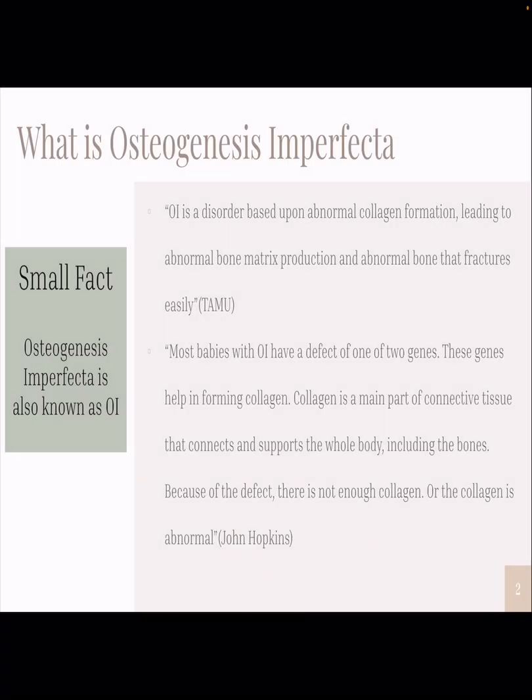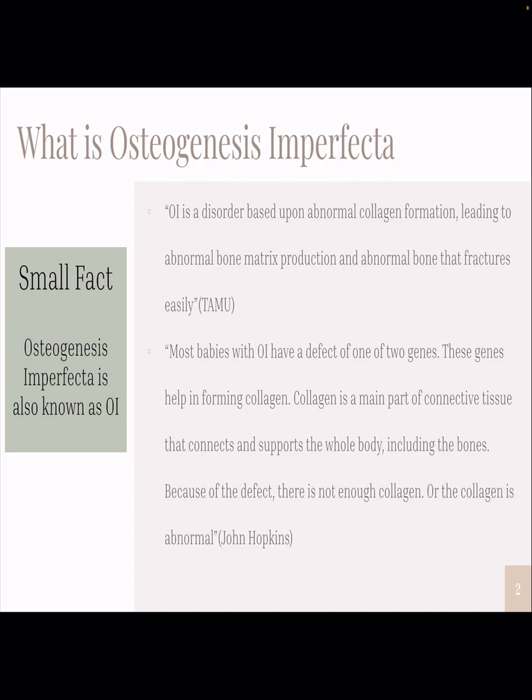So first to start, what is osteogenesis imperfecta? I put a little small fact there that osteogenesis imperfecta is also known as OI. OI is a little acronym which is used in many of the sites that I use, and I will be referring to it as OI. I included two little things: OI is a disorder based upon abnormal collagen formation, and it is a defect of one of two genes.